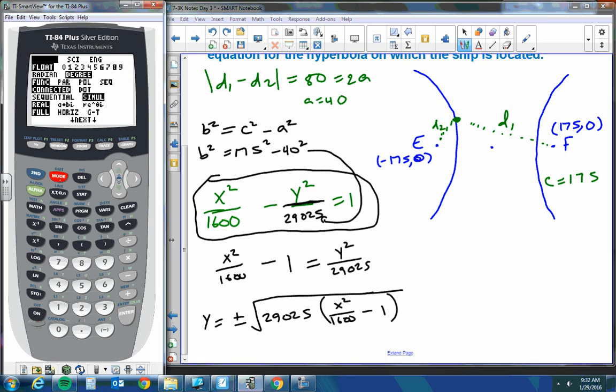First of all, make sure you're in function mode, so hit mode and make sure it's not in parametric or polar. And then go and clear everything out. And go to y1 and type that in. Square root.